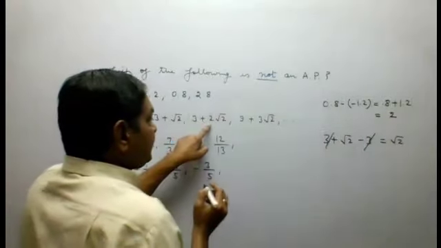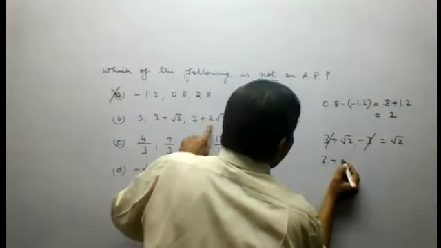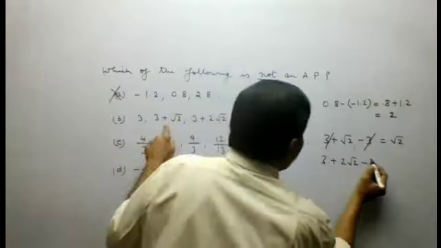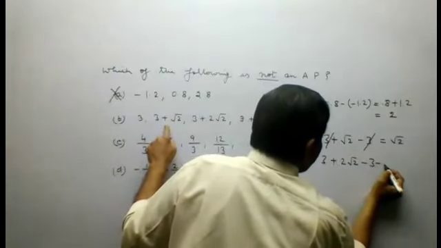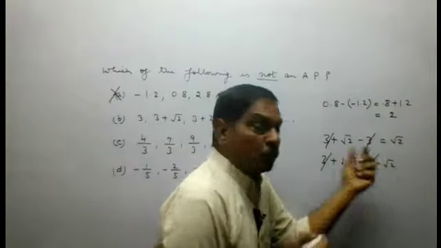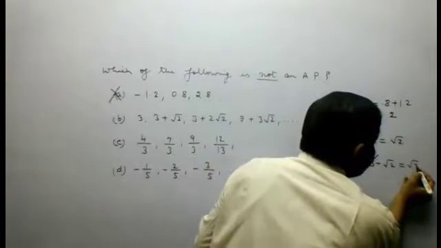Here third term is 3 plus 2 root 2. I am to subtract the previous term which is 3 plus root 2. So it will be minus 3 minus root 2. 3 and 3 are cancelled. 2 root 2 minus root 2 gives me root 2.